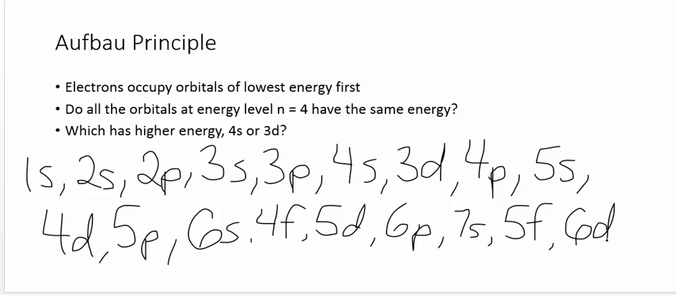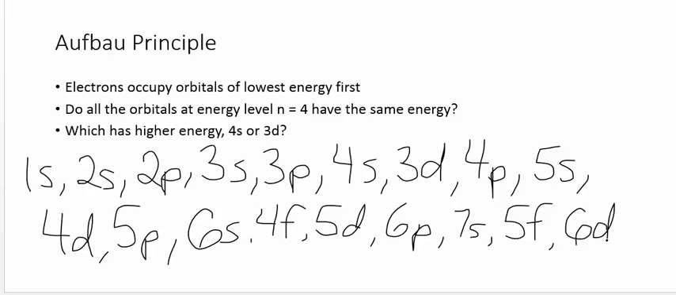And so basically we fill the 1s first. If that's filled, we move to the 2s. Once you fill that, you go to the 2p and so forth. And you keep going until you have the correct number of electrons for your particular element. Okay, so that's what the Aufbau principle says. We always start with 1s.